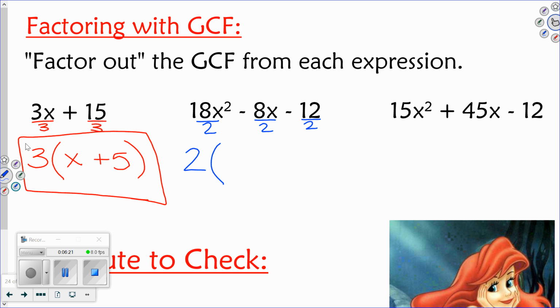So what do I have left? 18x squared divided by 2. 8x divided by 2. 12 divided by 2.